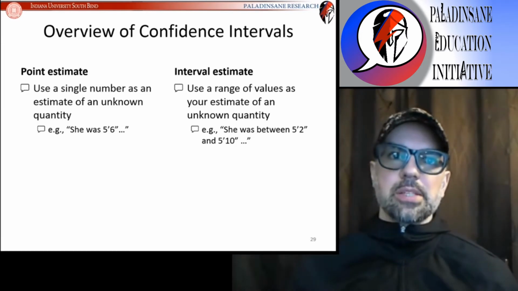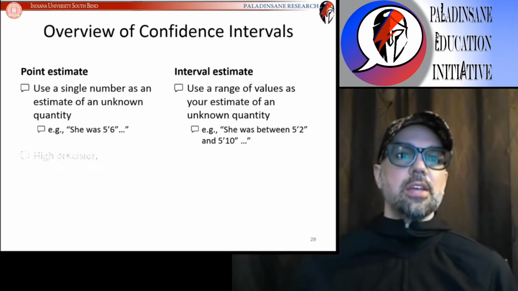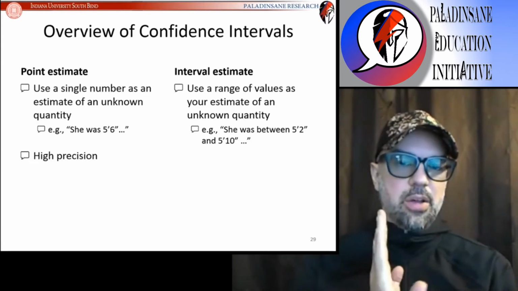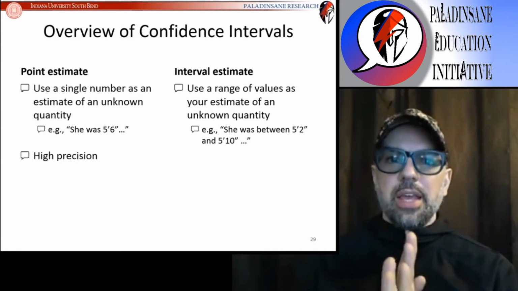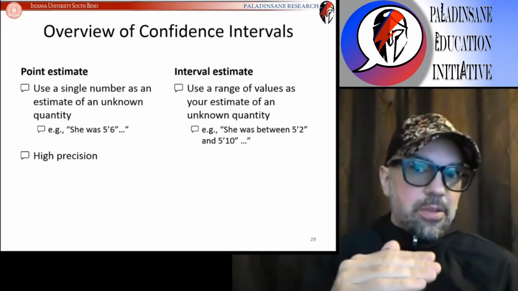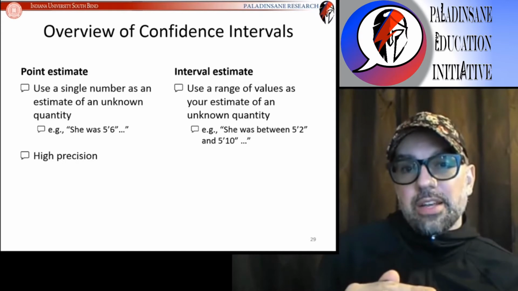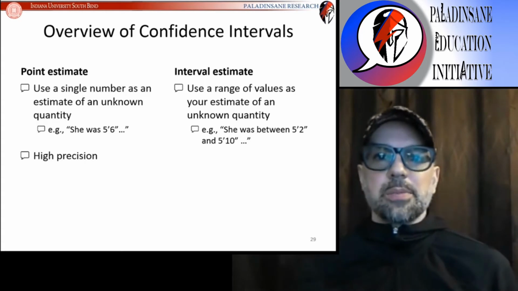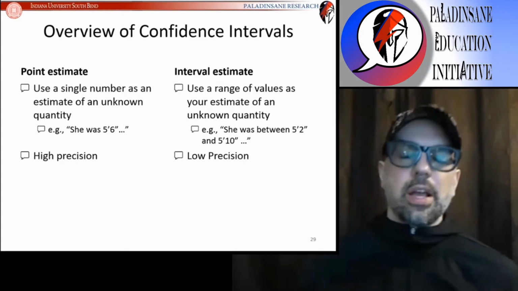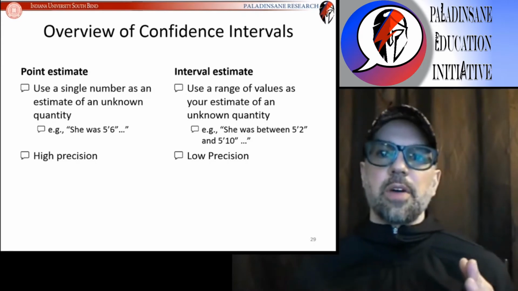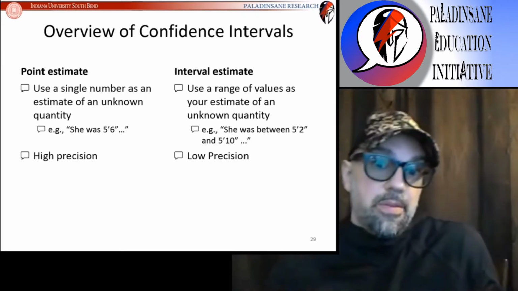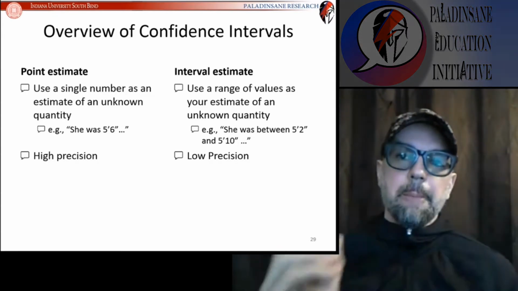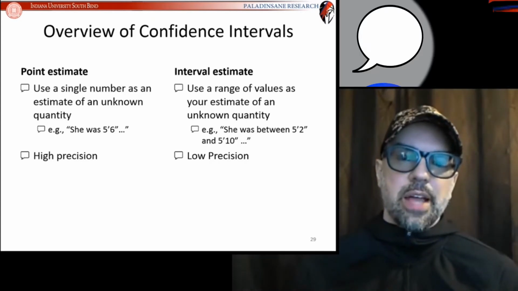So these 2 different types of estimates have different characteristics. The point estimate has very high precision, right? You know exactly what the estimate is saying. You know exactly where that height is being estimated at. It's 5'6", not 5'6.5", not 5'5" and 7/8, 5'6" exactly. So that's very high precision. Interval estimate, on the other hand, very low precision, right? You've got a range. It could be anywhere between 5'2" and 5'10", maybe 5'3", maybe 5'5", maybe 5'7". So there's very low precision in the interval estimate.